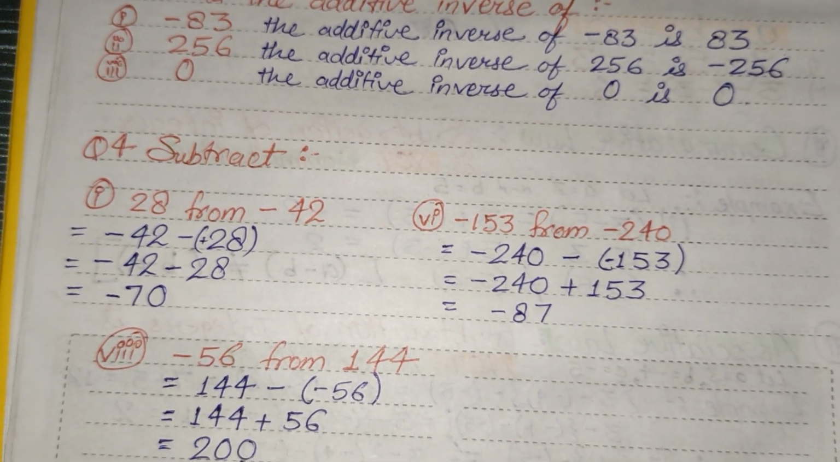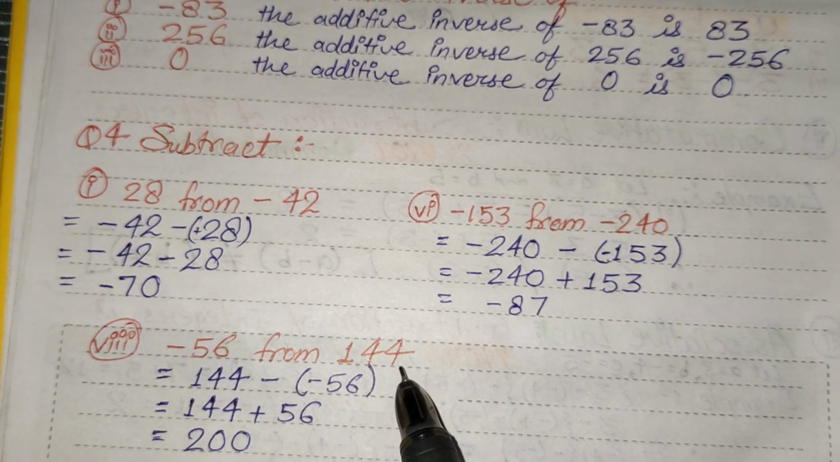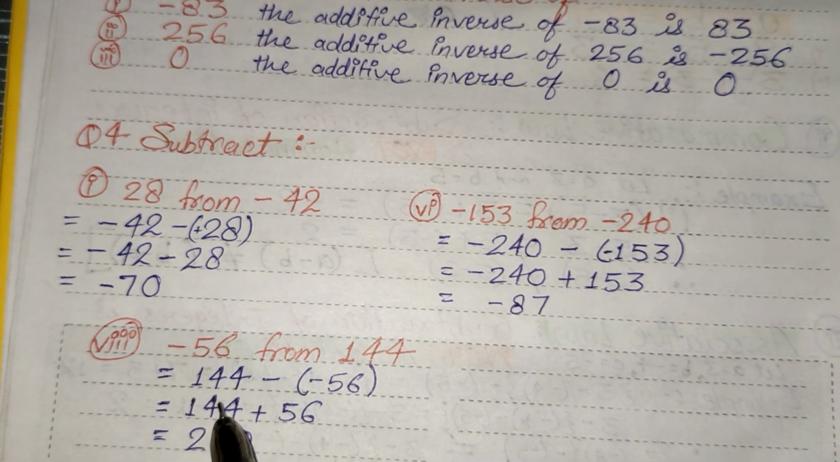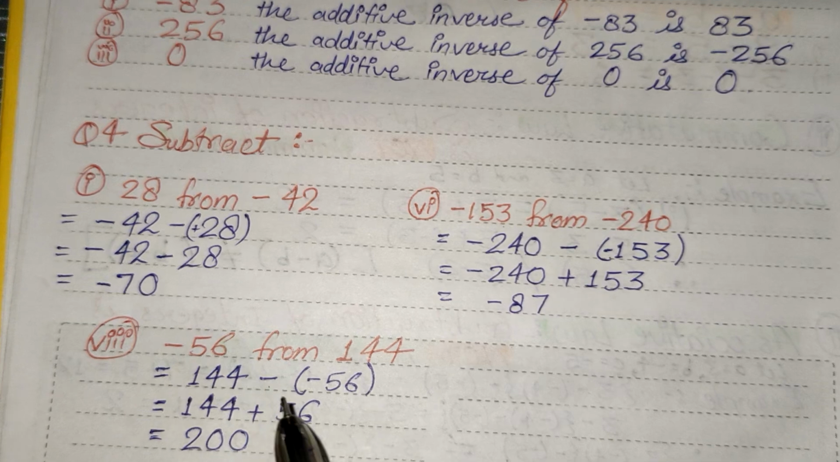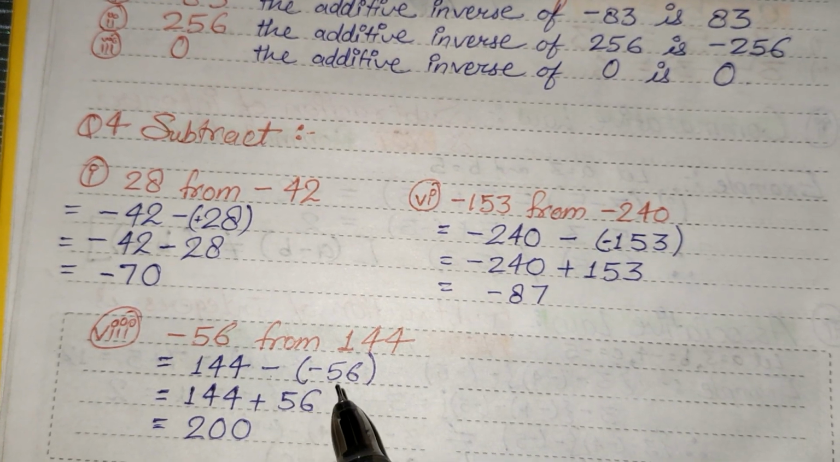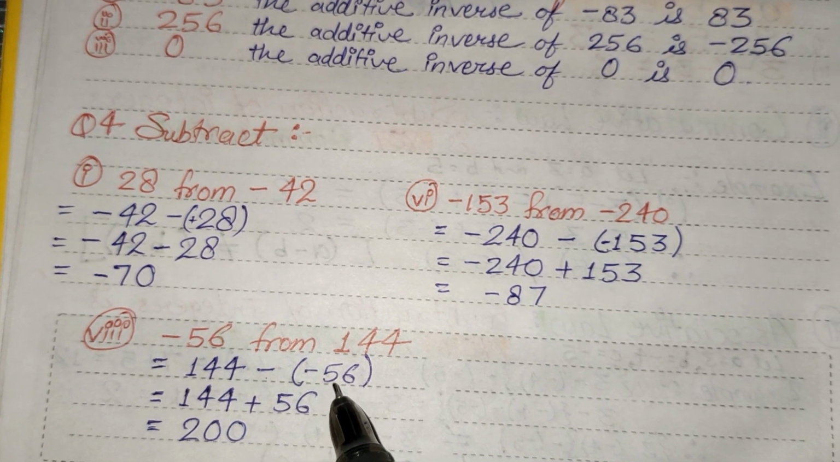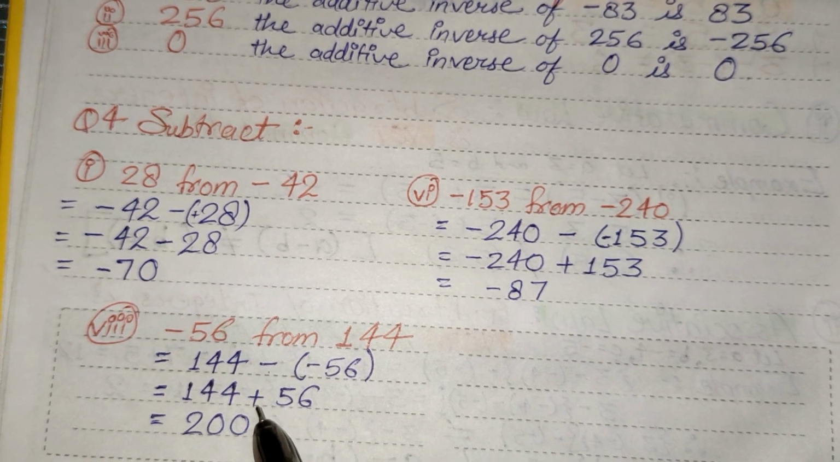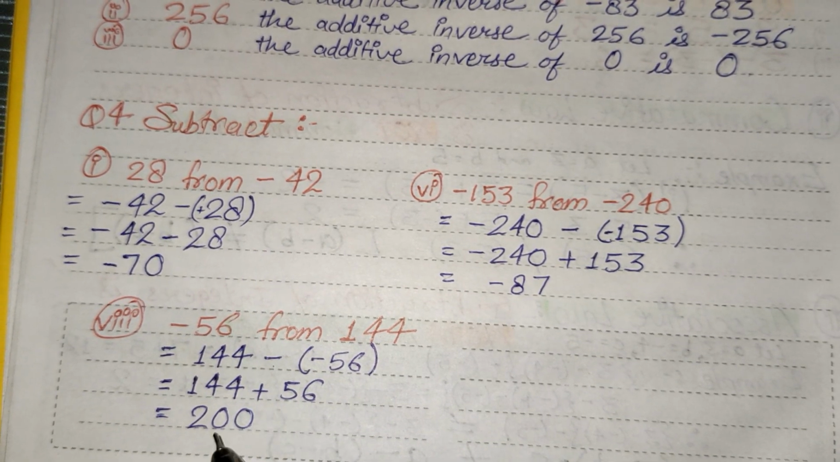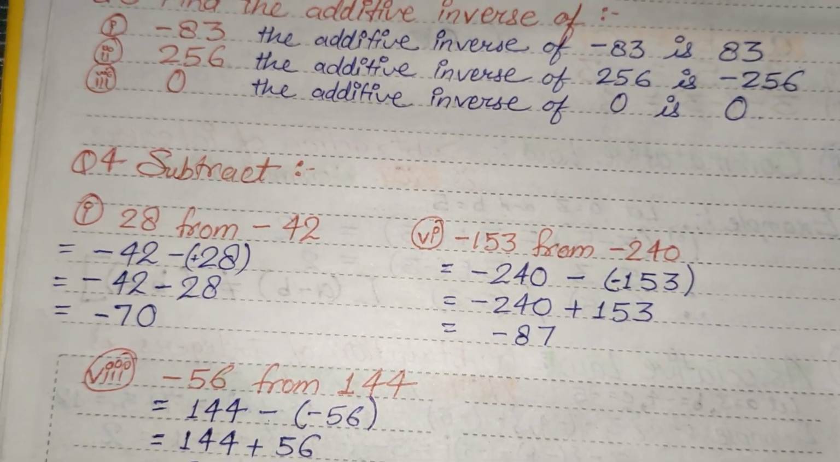Now third number, see here, minus 56 from 144. So write 144 first, put the sign of subtraction, in the bracket minus 56. Now minus minus, this minus will inverse this, it will be positive, so plus 56. Now plus plus, we have to add them, you get 200. Now moving on, next question.